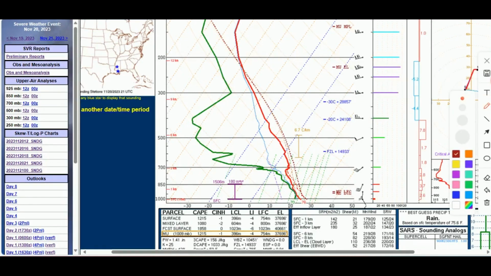But the main difference here is going to be this dry air that's in the mid-level. So when our temperature and dew point lines are spreading apart in the mid-levels, when you see it like this, it is indicative of a lot of dry air in the mid-levels here. And so that is the main characteristic of the microburst sounding.